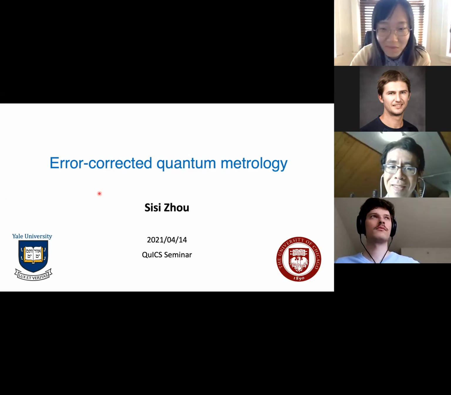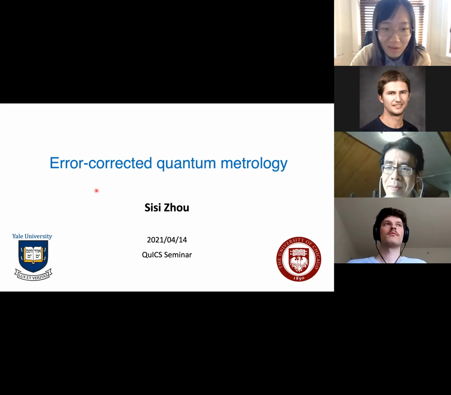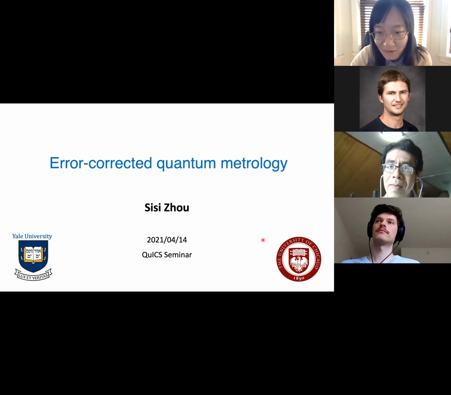Okay, so today I'm going to talk about error-corrected quantum metrology. First, let's take a look at quantum metrology. Quantum metrology is the study of measurement and estimation in quantum systems.